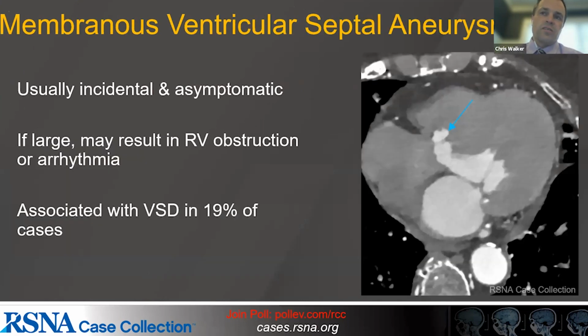And so in this case, you can see this aneurysm bulging in the region of the membranous intraventricular septum. And these are usually incidental findings. Most of the time, the patients are asymptomatic. About 20% of patients will have a VSD that's associated with this condition. And if these become very, very large, they can actually result in right ventricular obstruction or in arrhythmia. But usually you're just going to find these incidentally on scans performed for another reason.